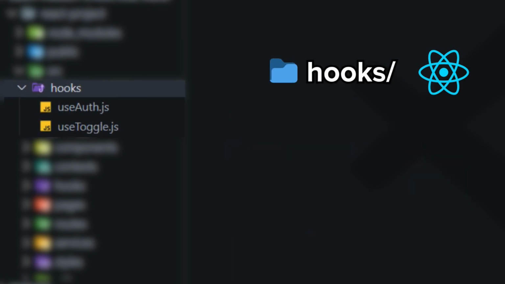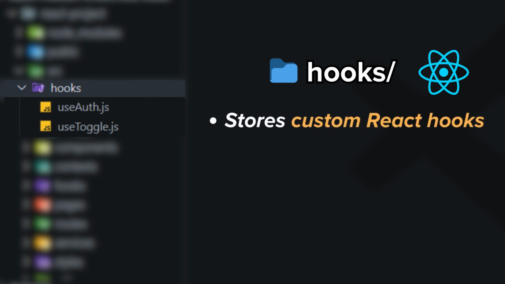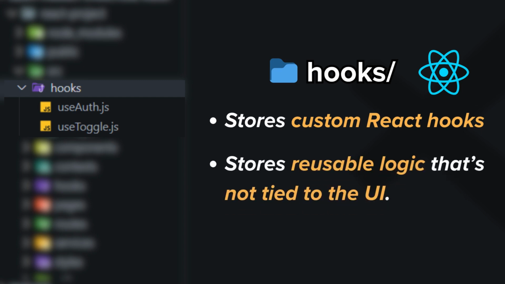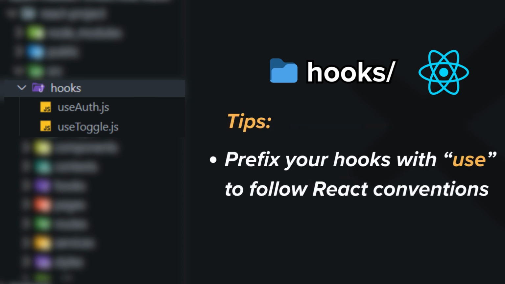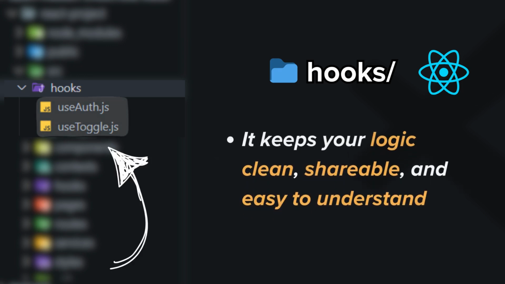Now let's talk about the Hooks folder. This is where your custom React hooks go, and yes, you'll definitely end up creating some. Use this folder to store reusable logic that's not tied to the UI. And here's a quick tip. Always prefix your hooks with use to follow React convention, like useAuth or useFetch. It keeps your logic clean, shareable, and easy to understand.